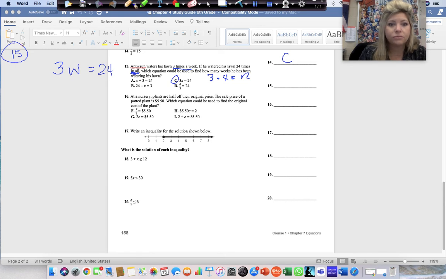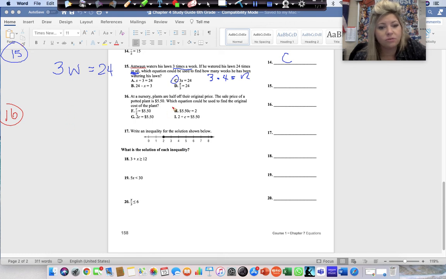Okay, number 16 says at a nursery, plants are half off their original price. The sales price of the potted plant is $5.50. Which equation could be used to find the original cost of the plant? Okay, so what we're doing here, anytime we are taking half of something, what we're really doing is dividing it by 2.